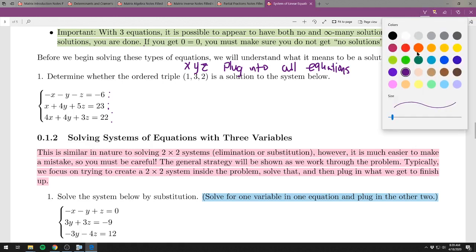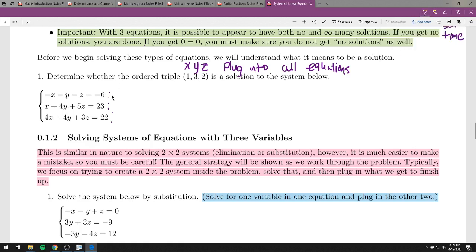All right, so let's go ahead and do that. If we plug in x is 1, y is 3, and z is 2 to the first equation, we get -1 minus 3 minus 2, and does that equal -6? That is a yes, so that one's good.